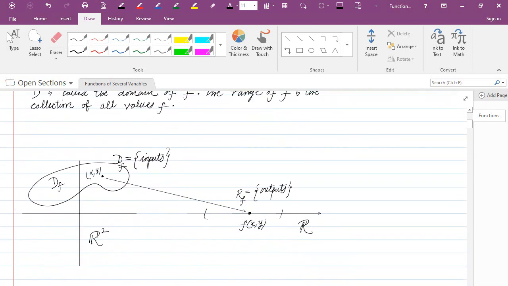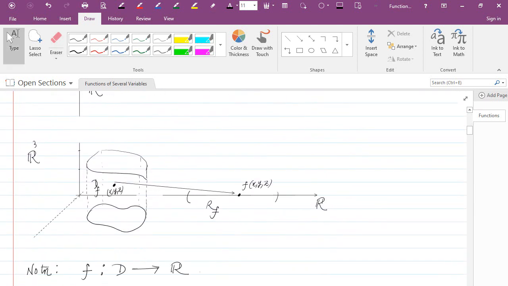So if I have a real valued function of two variables, then the domain of the function would be a subset of the two space, and the domain is the set of all input values. For each point in the domain, the value of the function f of xy is a real number. So f is a function that assigns to each point in its domain exactly one real number denoted by f of xy. So the range is a subset of the set of real numbers here, and the domain is a subset of R2.